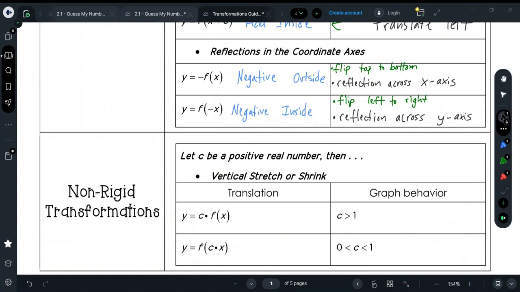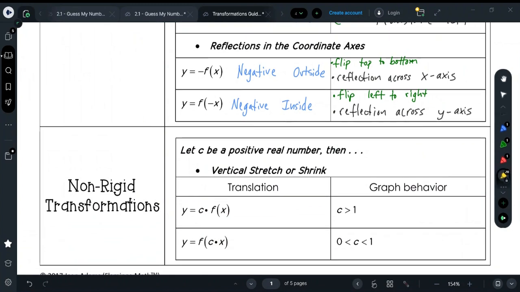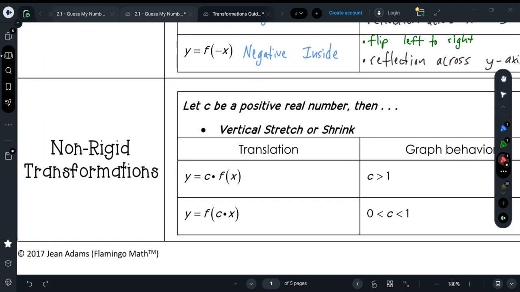Okay, so next we have our non-rigid transformations. I'm just going to briefly go over this, but this is not going to be on our assignment or on our test. So just so you know, we're not even going to be doing this, even though we'll look at it here on the notes, but you're not going to have to do it on the assignment or the test. But it is good to know.